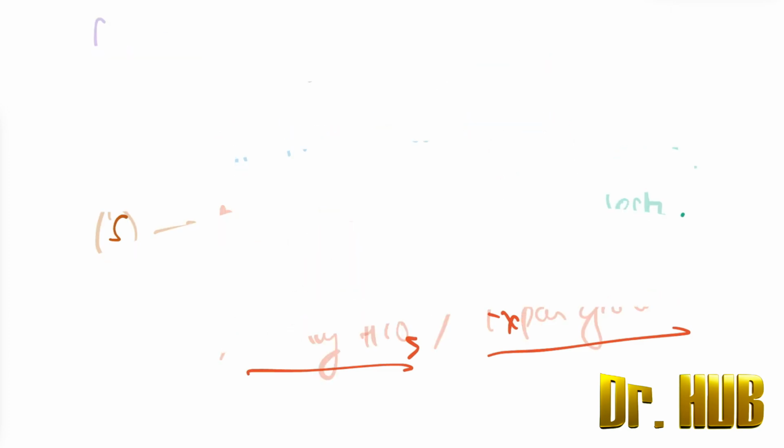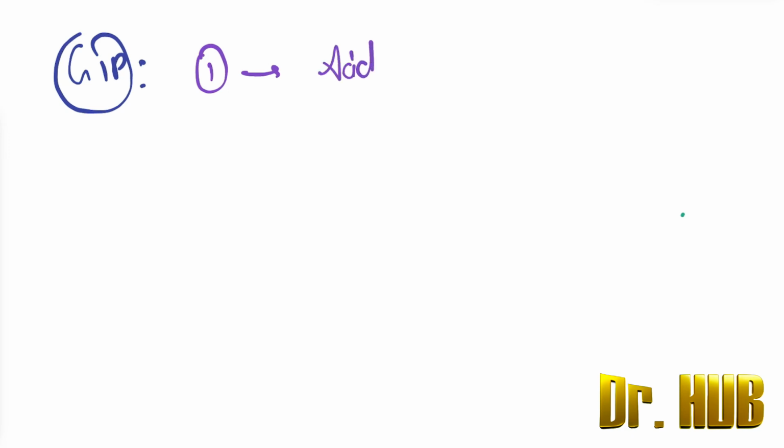Next we move on to GIP. In terms of GIP, where is it inhibited? GIP is inhibited in case of acid secretion. And where is it stimulated? The stimulation takes place in case of insulin release.